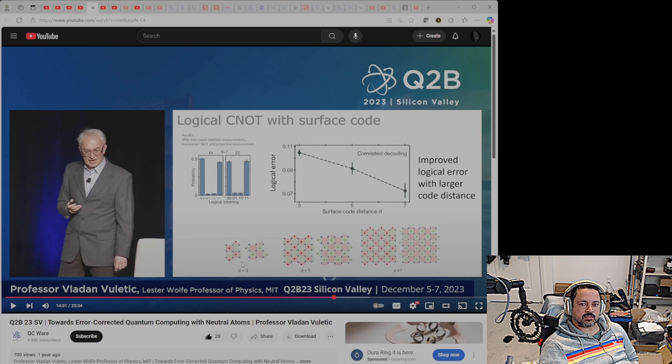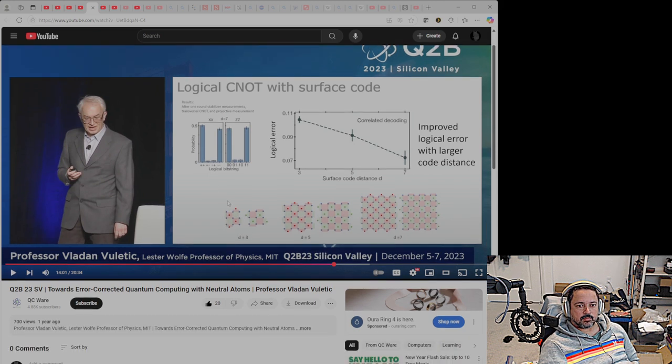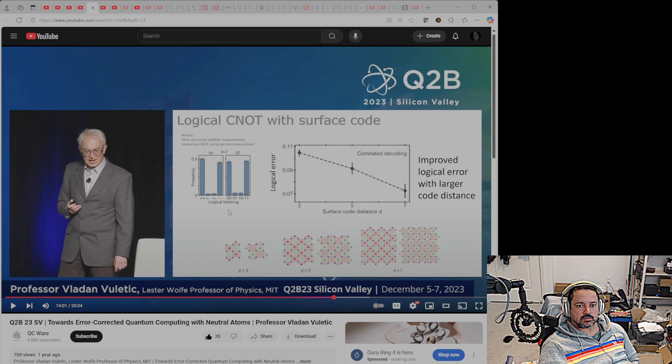So logical C0 with surface code. Okay, so performing a logical C0 with surface code. D is equal to 3, 5, and 7. What does he mean by D? Improved logical error with larger code distance. Surface code distance.